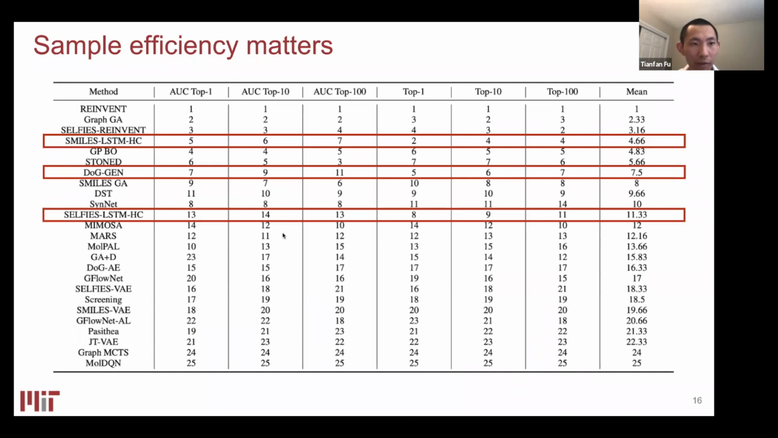We also observed sample efficiency really matters. For example, we highlight 3 hill climbing methods. Their rankings on top K metrics are always higher, but AUC top K metrics always degrade, which means they suffer from poor sampling efficiency and require lots of oracle calls to get the molecule with desirable property.